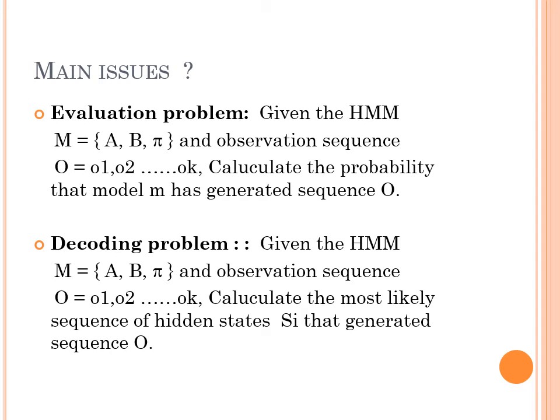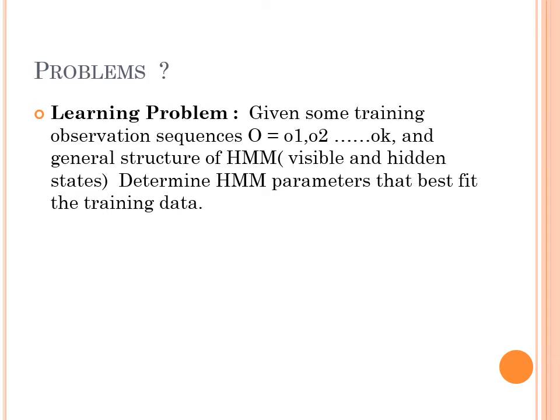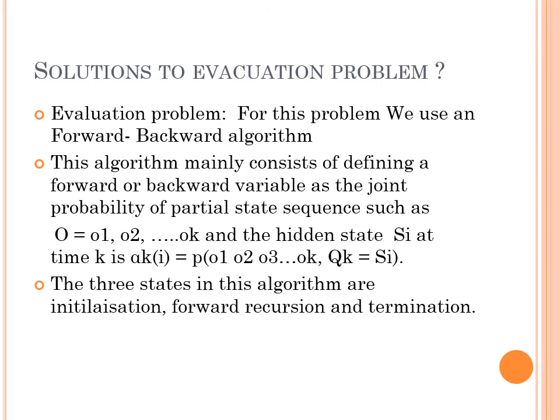And the decoding problem: they are also given the hidden Markov model. We need to calculate the most likely sequence of hidden states that generates the output or observation sequence O. Then the learning problem: given some training observation sequences and the general structure of the HMM, which is the visible and hidden states, we need to determine the HMM parameters that are specific to the training data.